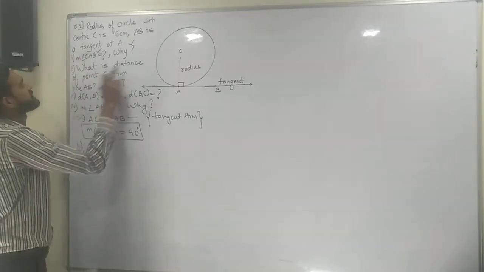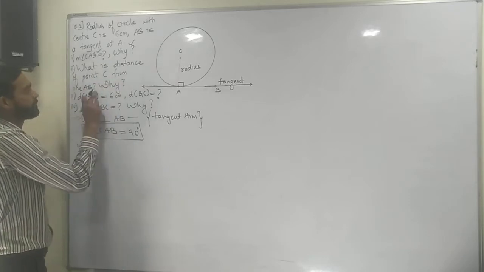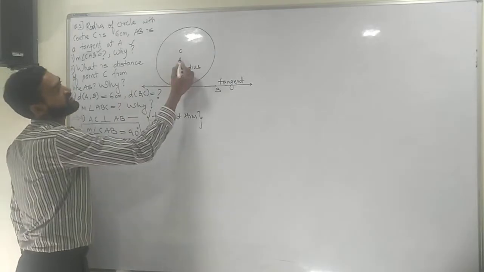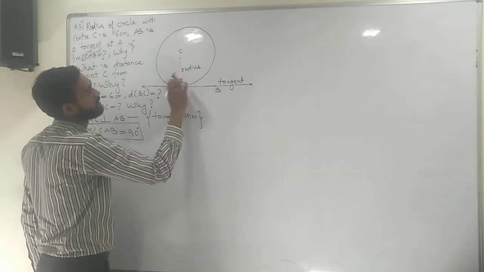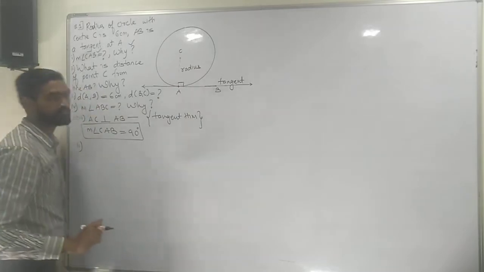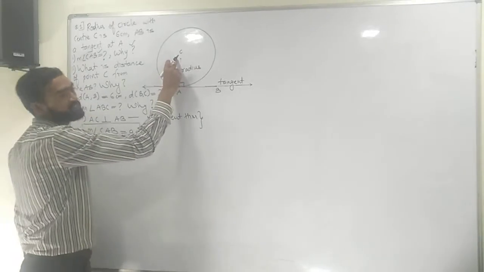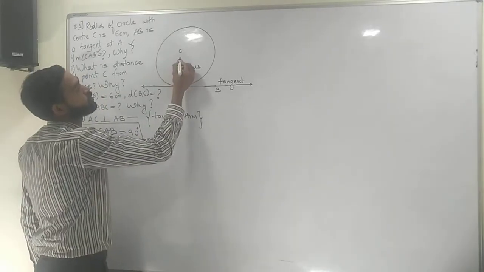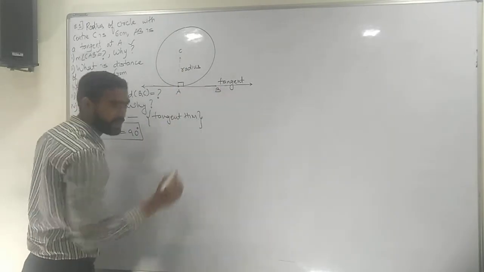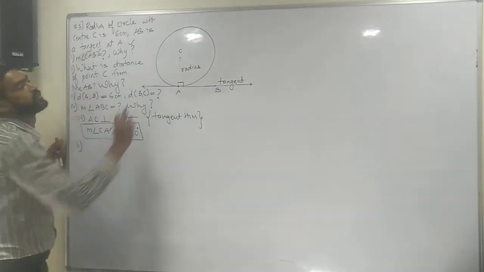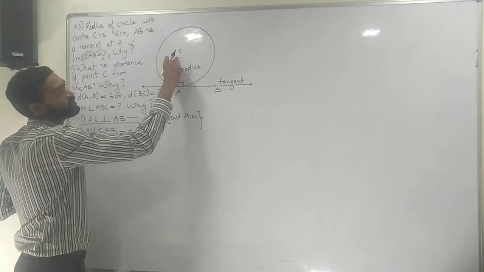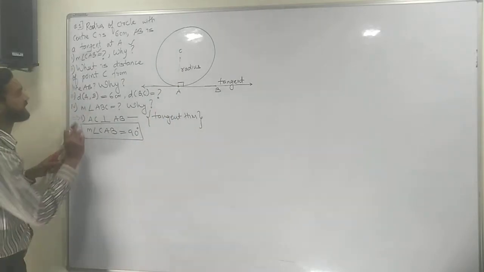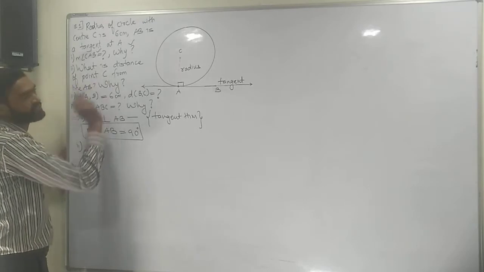What is the distance of point C from AB and why? Where is C? This is my point C. Now the question is, what is the distance of point C from AB? So I need to measure this distance. C is the center of the circle and AB is the tangent. So I need to find the distance of C from AB. C is the center, so CA becomes the radius.